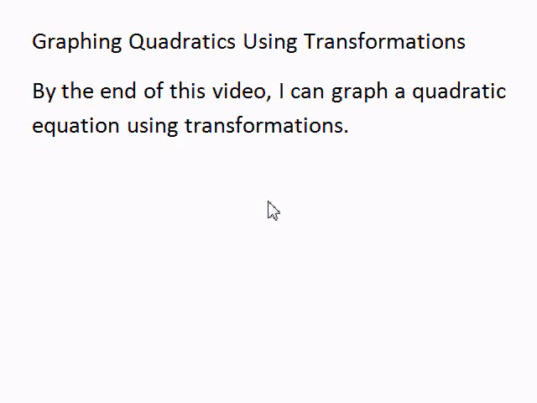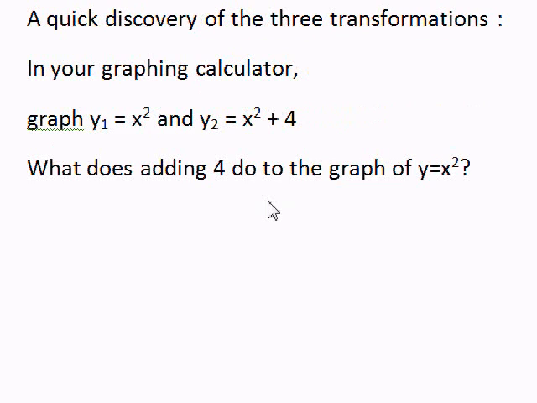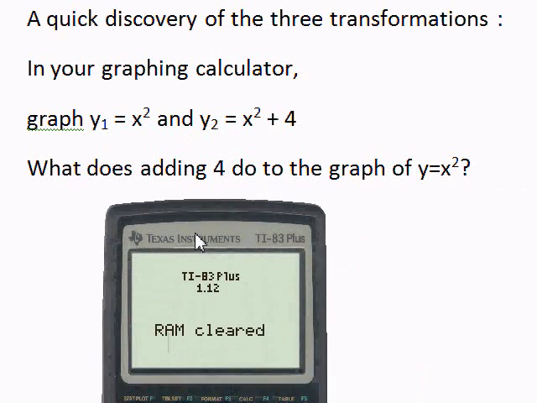Hello, welcome back. Today we're going to be talking about graphing quadratics using transformations. By the end of this video, you should be able to graph a quadratic equation, again using this thing called transformations. We're going to do a brief guided discovery using our graphing calculator about the three transformations you need to know for quadratic equations.